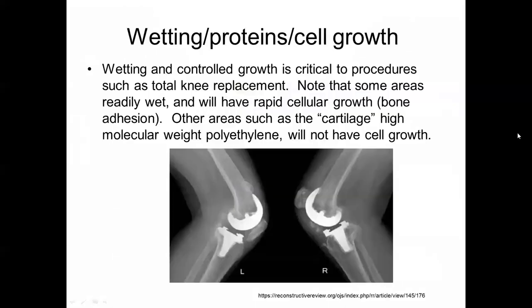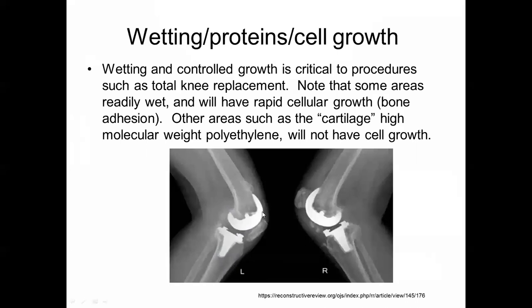And this, again, is an example of artificial knees. Again, we would want to control the wetting and growth of the area on there. Some materials we would like to wet, certainly in protein and cellular growth. These would be identified as areas down here in the bottom. This is where we would want to have bone growth and cellular growth. But in areas like right here, we don't want to have cellular growth.